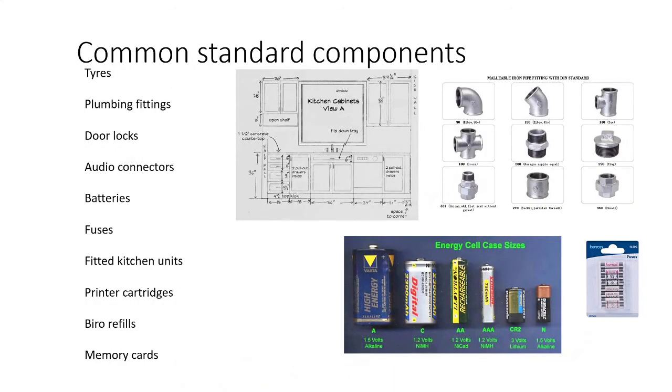So common standard components that are pretty much the same wherever you go are things like tyres, plumbing fittings, door locks, audio connectors, batteries, fuses, fitted kitchen units, printer cartridges, pen refills, memory cards. That's not an exhaustive list. There are so many things where you don't get different sizes. They're all just standard sizes, so it doesn't matter who you buy it from, you're going to get that size of a thing.